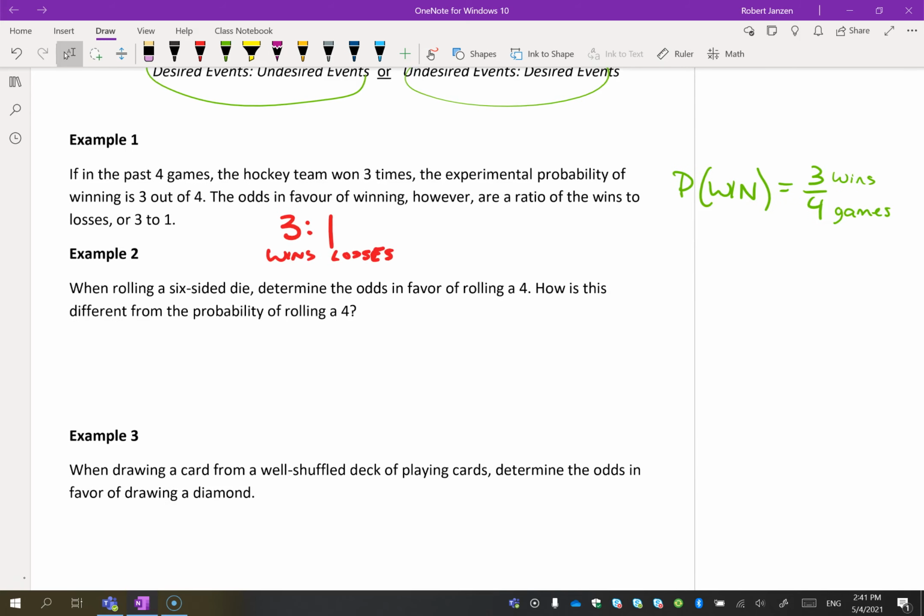Example 2. In rolling a 6-sided die, determine the odds in favor of rolling a 4. Well, let's do it the same way. What's the probability of a 4? There's one side that is a 4 out of 6 possible. What is this for odds? Well, how many favorable? There's 1 favorable. How many not favorable? 5.